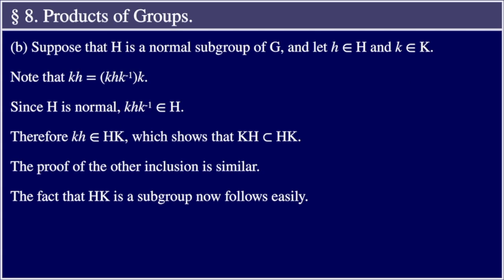B. Suppose that H is a normal subgroup of G, and let h be a member of H and k a member of K. Note that kh equals the quantity khk inverse times k. Since H is normal, khk inverse is a member of H. Therefore, kh is a member of HK, which shows that KH is a subset of HK. The proof of the other inclusion is similar. The fact that HK is a subgroup now follows easily.